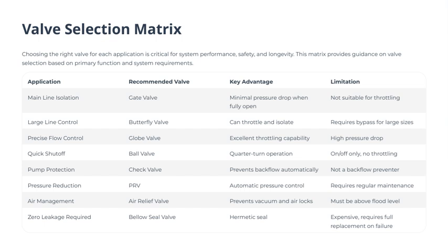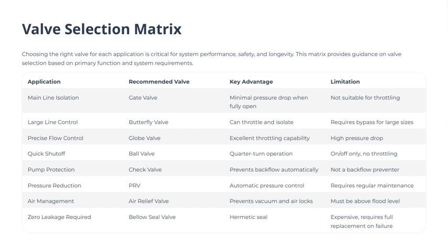Next is the air relief valve, which plays a critical role in air management within the system. It helps prevent vacuum formation and airlocks, but it requires regular maintenance to ensure proper operation. Automatic pressure control, often through a PRV, helps to reduce pressure safely and efficiently. Remember, a pressure relief valve isn't a backflow preventer, but automatically prevents backflow by releasing excess pressure.